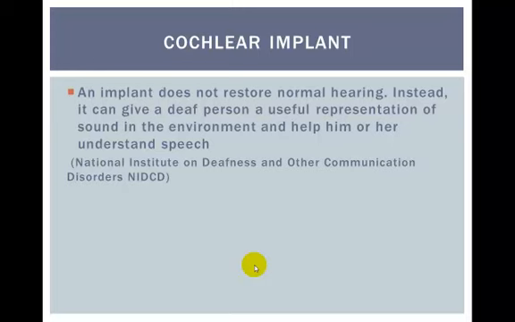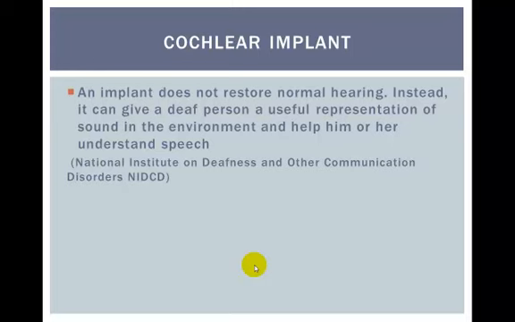An implant does not restore normal hearing. Instead, it can give a deaf or profoundly deaf individual a useful representation of sound in the environment and help give them cues to understand speech. Some individuals are very successful implant users, others are not.